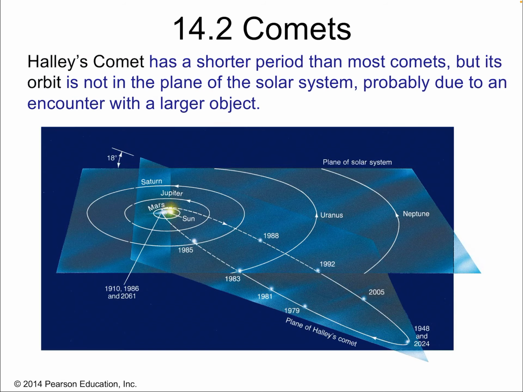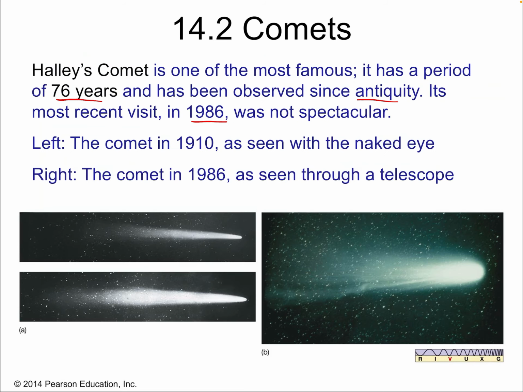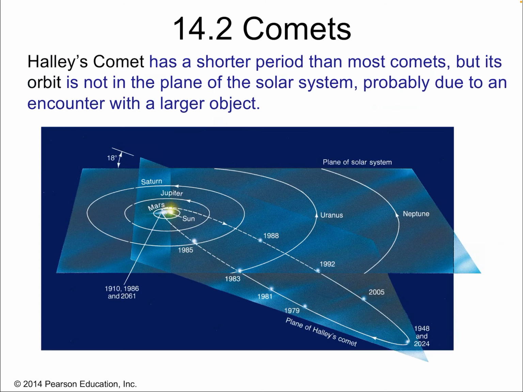So Halley's Comet has a shorter period than most, however, right? Because 76 years might seem like a long time to wait for a comet to come back, but it's on the short end. There are some that come back much less frequently. But its orbit is not in the plane of the solar system, probably due to an encounter with a larger object. So the orbit that Halley's Comet has now is not the orbit it would have had millions of years ago. You can see here the highly tilted orbit of Halley's Comet, in terms of its plane of orbit, and then here we see the plane of the solar system, otherwise known as the ecliptic plane. But that's not unheard of. Certainly there are other comets that have these highly tilted orbits.